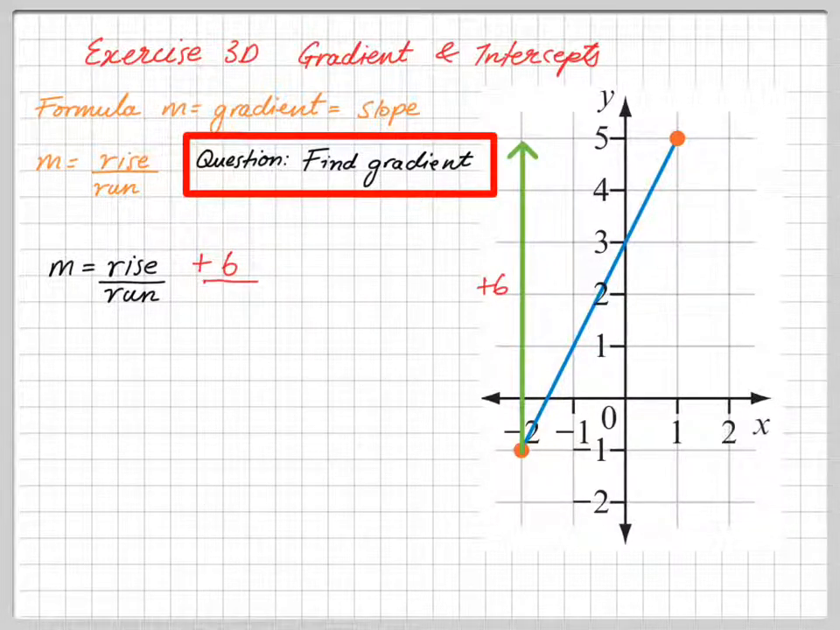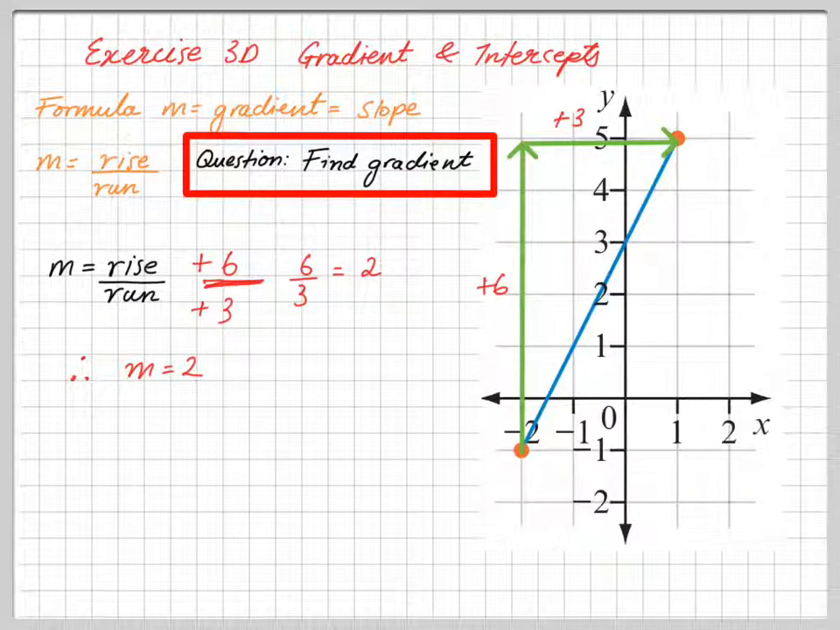And now let's try and find out what our run is. Start from where we ended. 1, 2, 3. Now if we're going to the right, it's a +3. So the run that we covered was +3. And so pretty much we can just write 6/3, which is equal to 2. So therefore our gradient m is equal to 2.